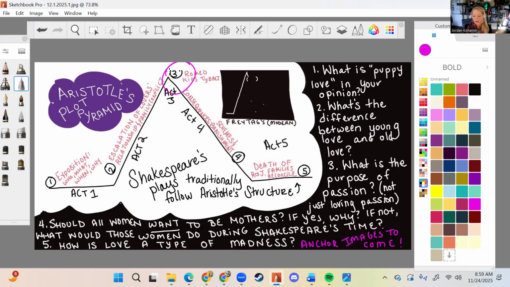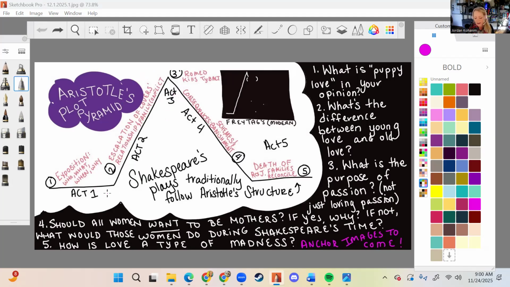When we think about the traditional plot structure, this is what we think of as the Aristotelian plot structure. This is the Freytag's plot pyramid. That's one that a lot of people are used to. Basically, what happens at the beginning of the story is the exposition, the background information, the who, what, when, where, why of the play itself. And then we get this rising action. And that's where we are right now.